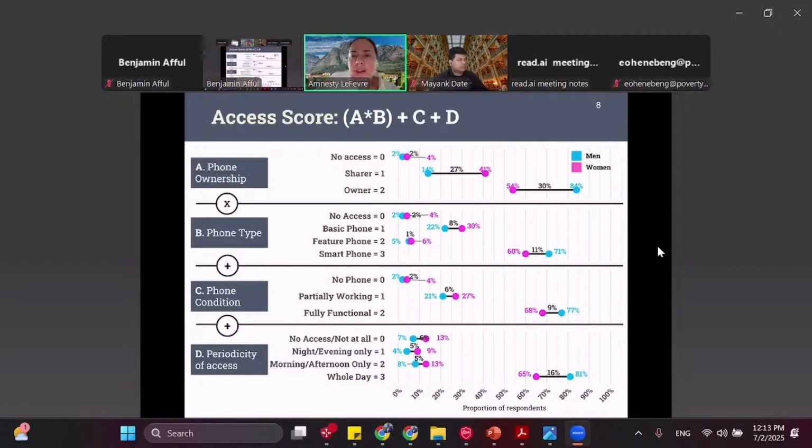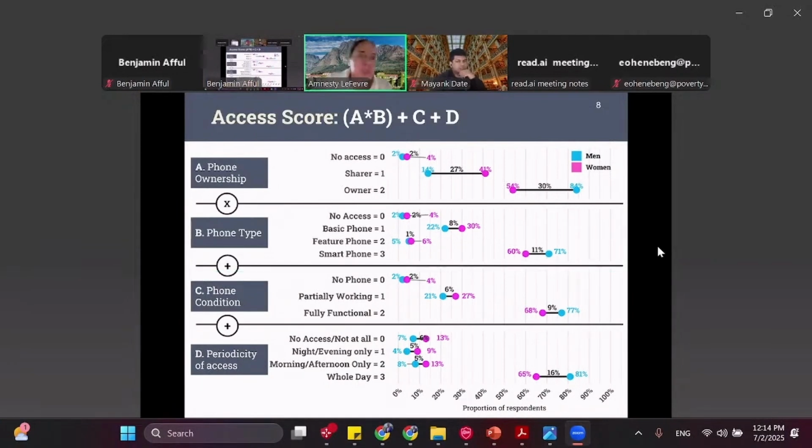So two things that the slide tells us. One is that the score is derived as this multiplier of A times B plus C plus D. And then second, we see the individual distribution of responses based on the data from Bihar. And here the pink denotes women's responses and the blue men's. And so what we're seeing from this is not surprising, perhaps. If we look at that first bar in terms of phone ownership, we see that a higher proportion of men, at 84% versus 54% of women, own their own phone.